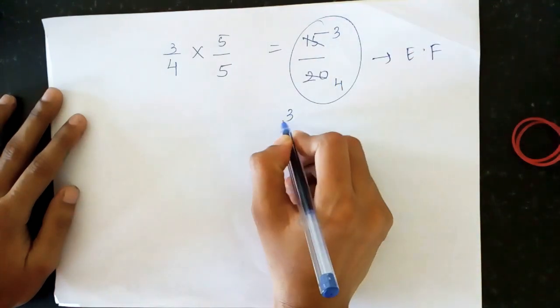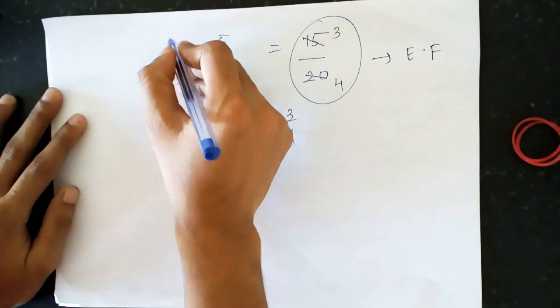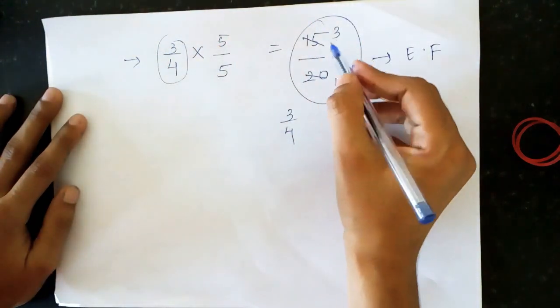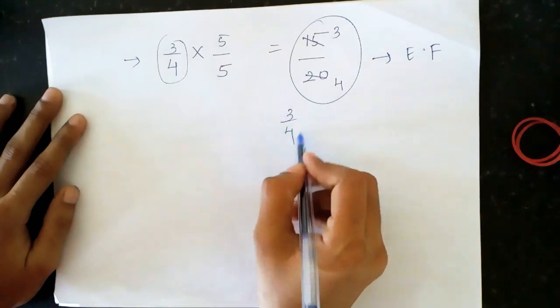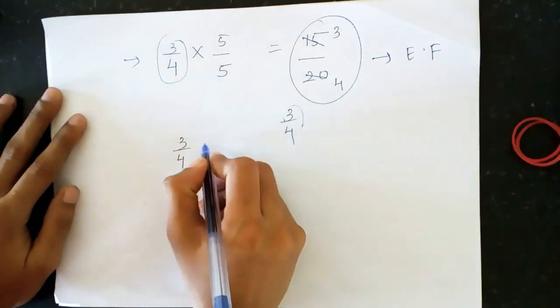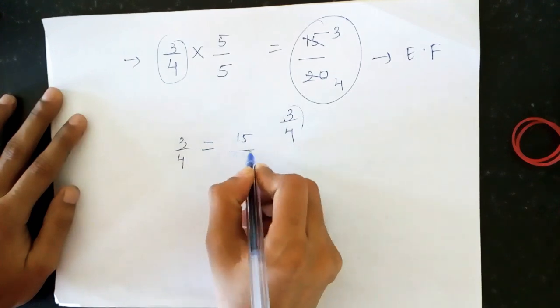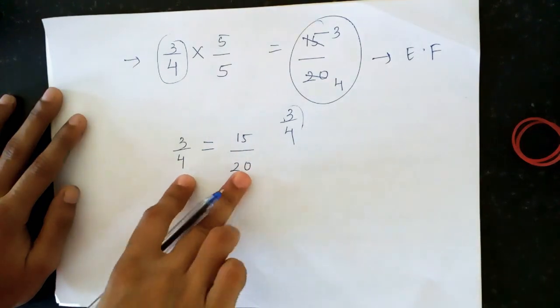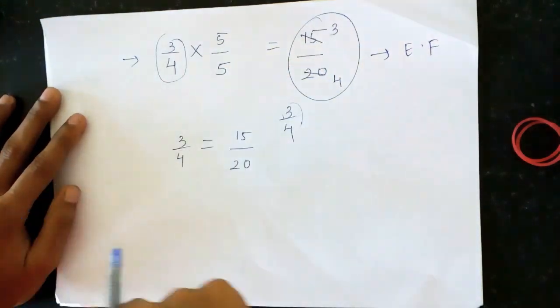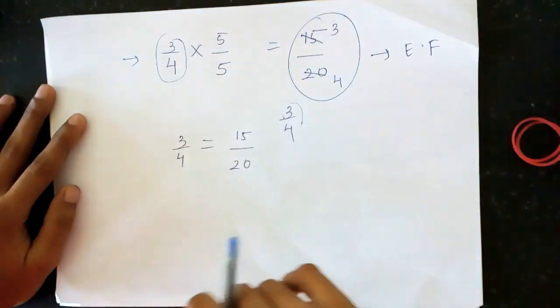So the answer is again coming 3 by 4. Our original fraction was 3 by 4, and if we cancel this answer, we again get back 3 by 4. That is why 3 by 4 is equivalent to 15 by 20. So these both are equivalent fractions. You can see, because after cancellation the answer is coming the same.